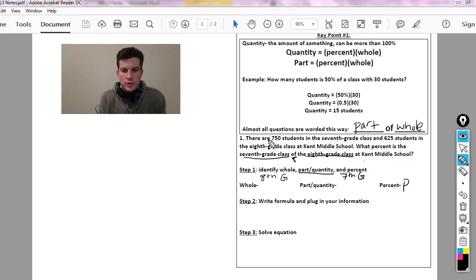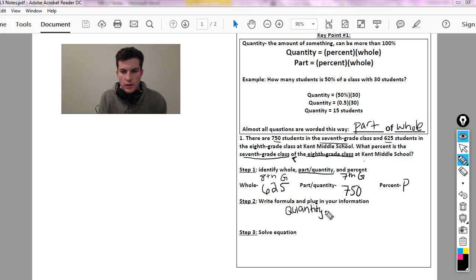Now we do have numbers. Let's see, 750 students in 7th grade, so the part or the quantity is 750, and 625 students in 8th grade. So let's fill that out, 625. Okay, step 2, write the formula and plug in your information. I want you to actually write the formula to get some practice repeating this formula.